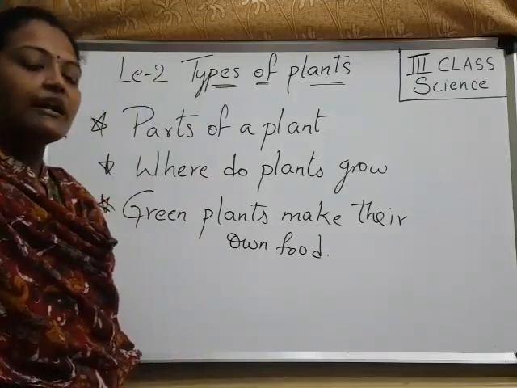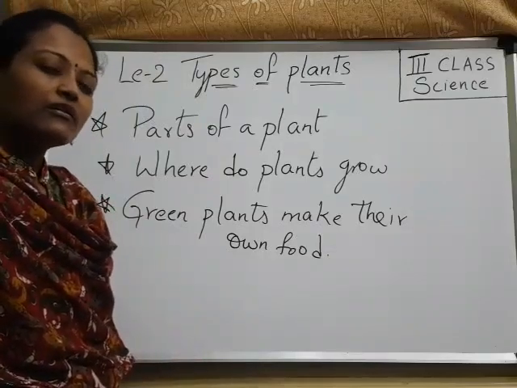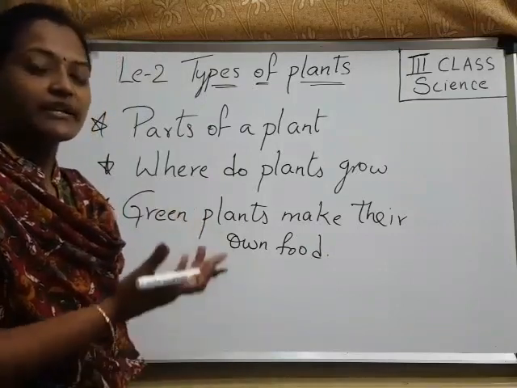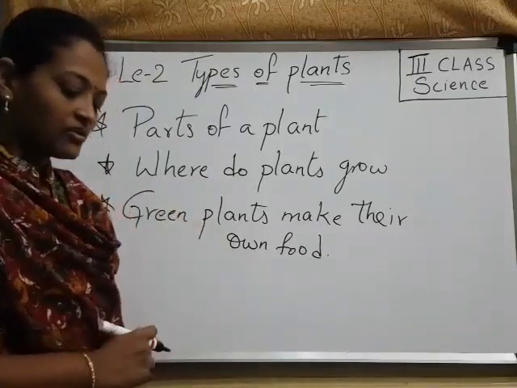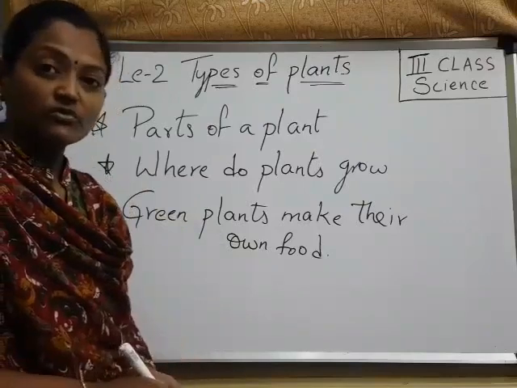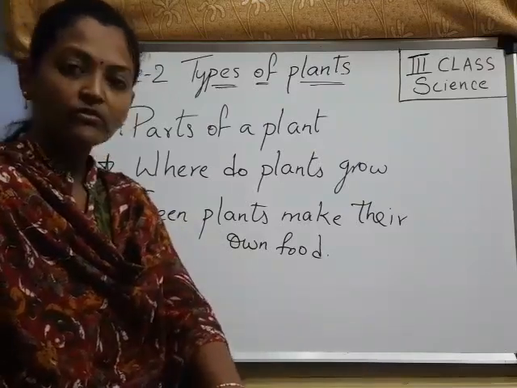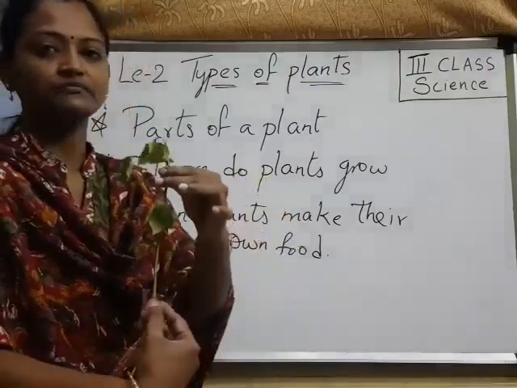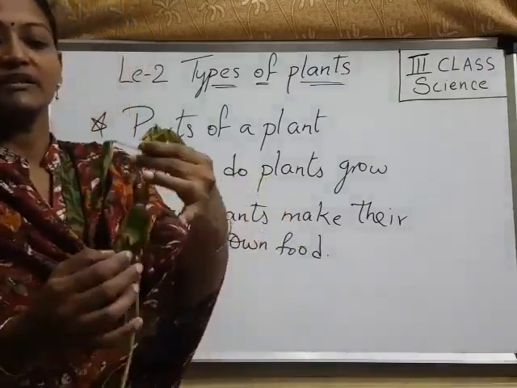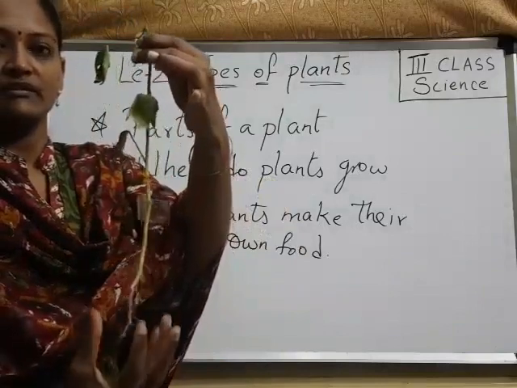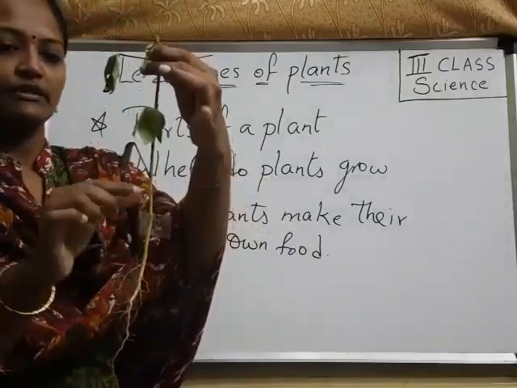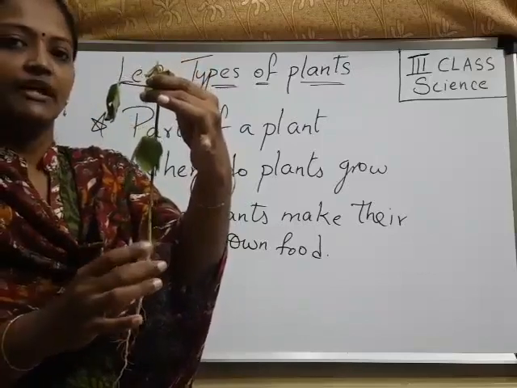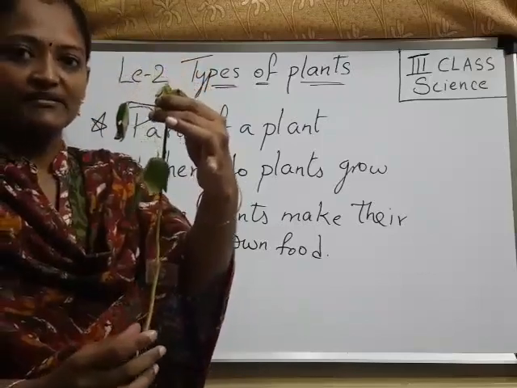Now, you already know in the previous classes, like first and second classes, the various parts of a plant, isn't it? So, I'm not going to discuss those in detail. Just, you know, right? So, I'll show you a plant. Look here. This is the plant. This has a root, stem and a leaf, right? Here a bud is there. So, a plant has all these parts, right?